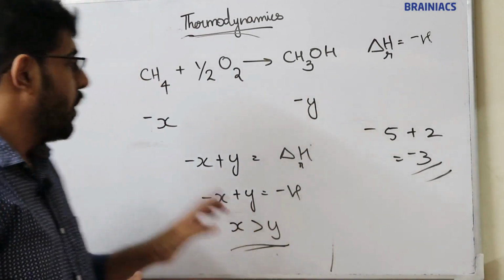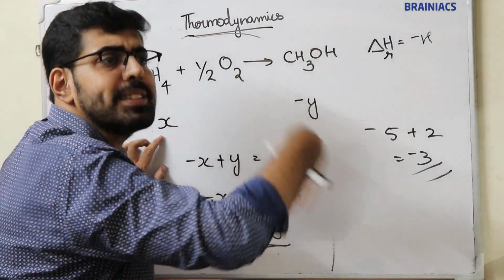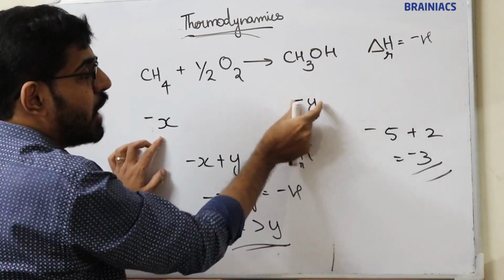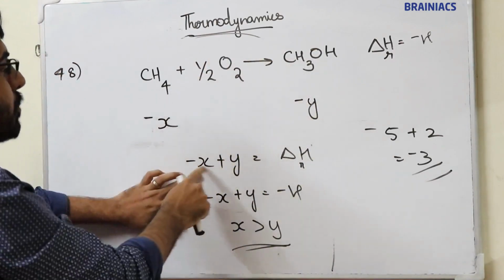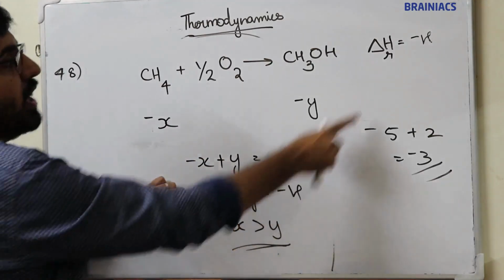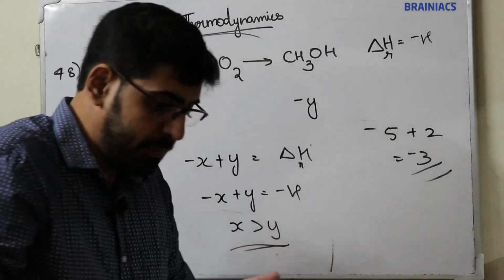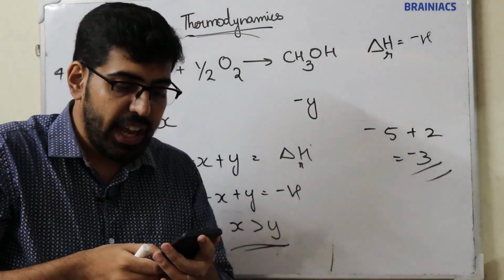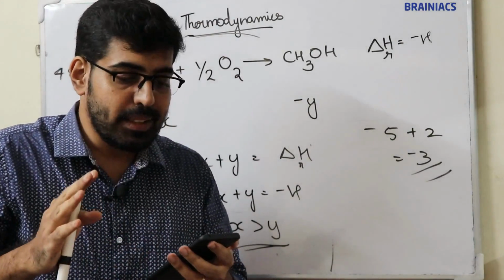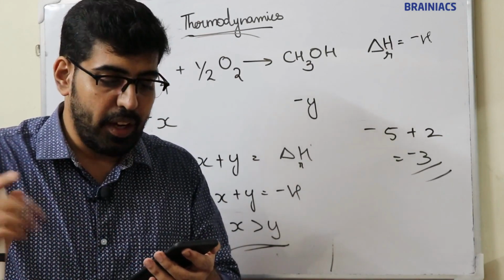Now if combustion values are given and they have asked to calculate some other enthalpies, take the enthalpy of combustion of product to reactant side. You will get minus X plus Y. That is the enthalpy of reaction. So minus X plus Y is negative, so X should be greater than Y. So the answer is option 1: X should be greater than Y. I think it's clear.